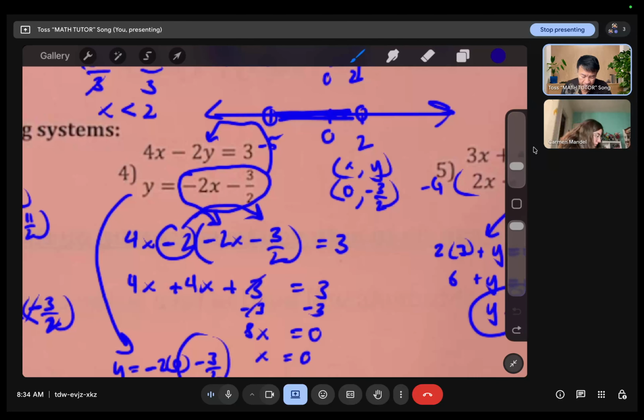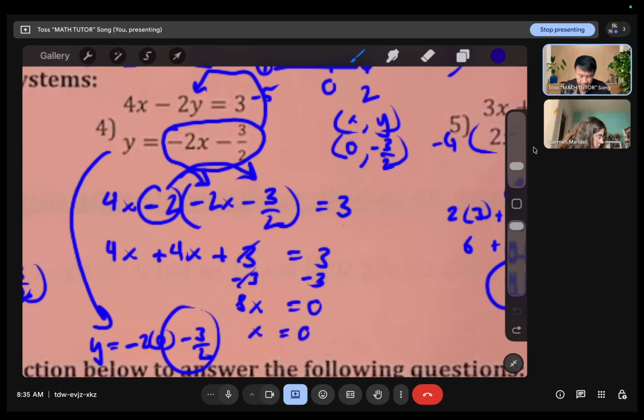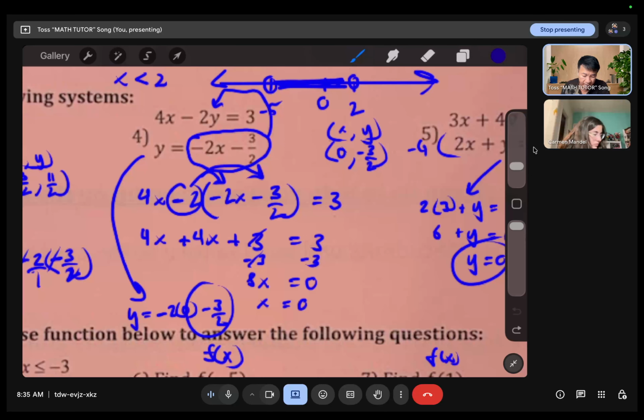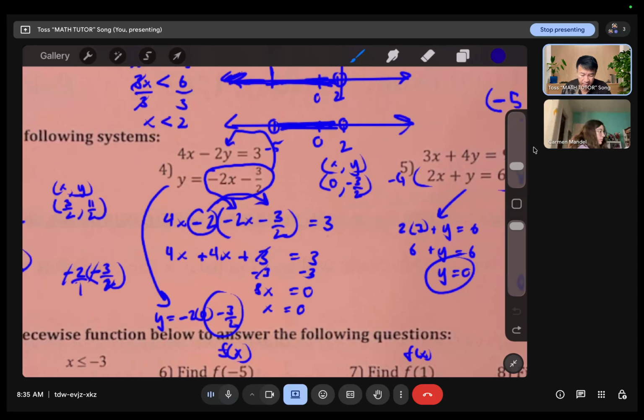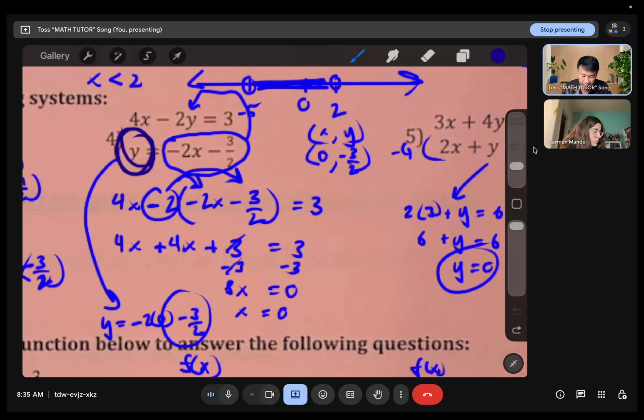Ignore the bubble. That's when I said distribute. But when you distribute, the fraction went away. Then if you do the math, you get your x. It turned your x equal to 0. You accept that. Then you plug in the 0 wherever you want to solve for y. And the fastest one is right here, the second equation. So you plug in your answer for x being 0 into here. The only thing you got left is negative 3/2.